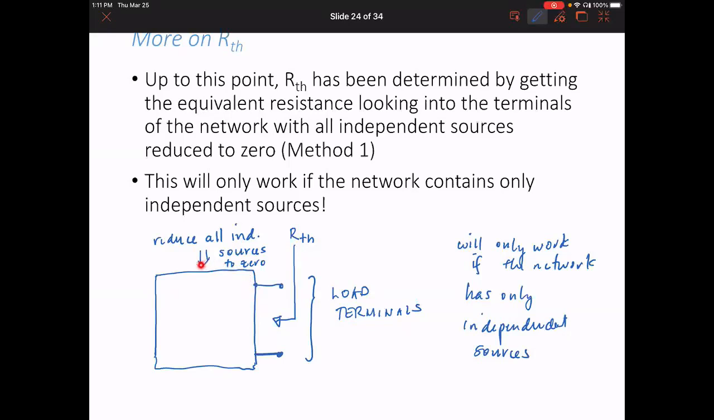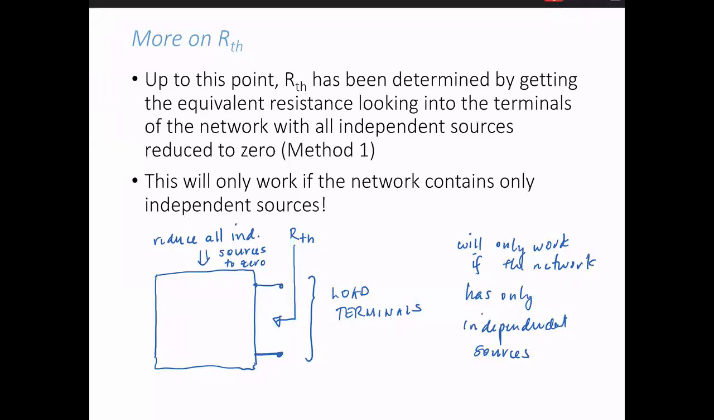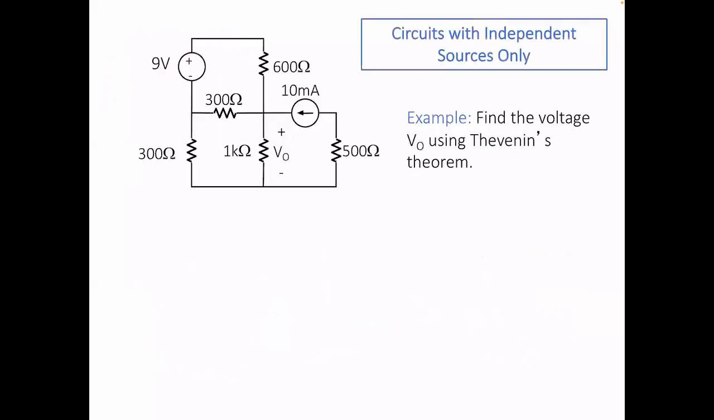Kung itong network na to may mga dependent sources, hindi mo magagamit yung technique na yon. So ano yung technique na ginagamit therefore to determine RTH? By the way, this is an example. Circuit with only independent sources. So take a note, this circuit has only independent sources.